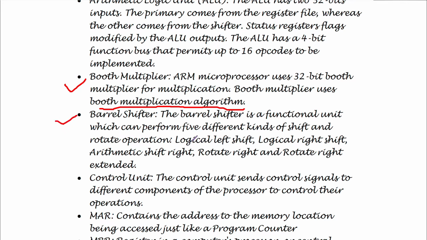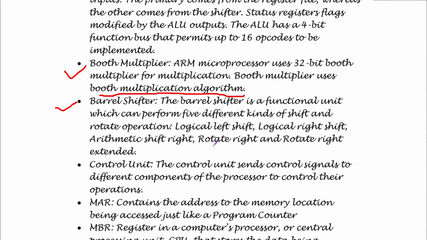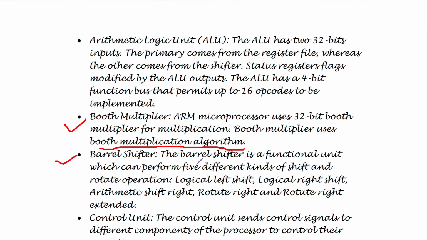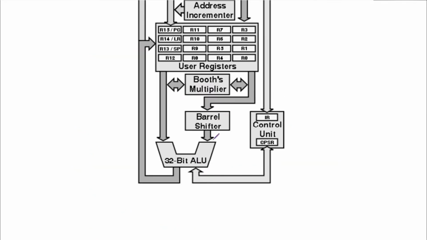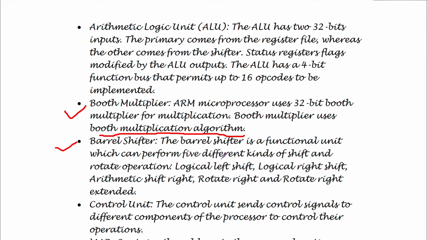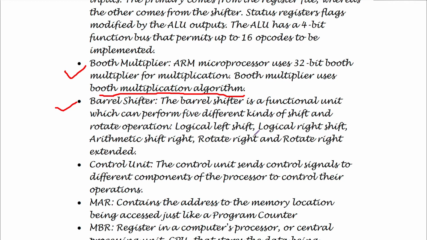Next, let's come to the barrel shifter. The barrel shifter is a functional unit which can perform 5 different kinds of shifting and rotating operations, that is logical left shift, logical right shift, arithmetic shift right, and rotate right extended. So barrel shifter is a new block that you would not have seen before. So it is quite unique to ARM. It is used for different kinds of shifting operations.